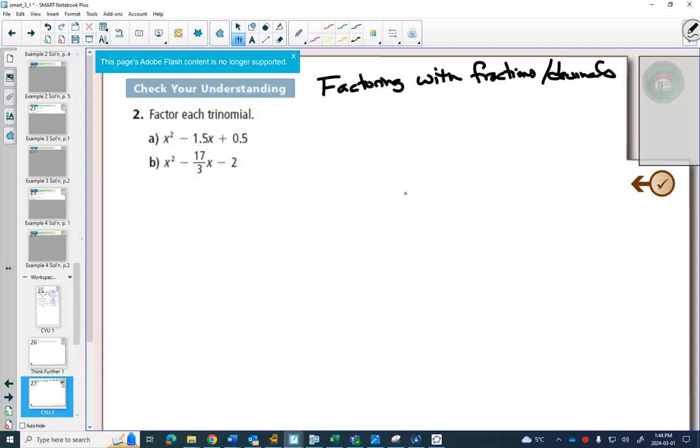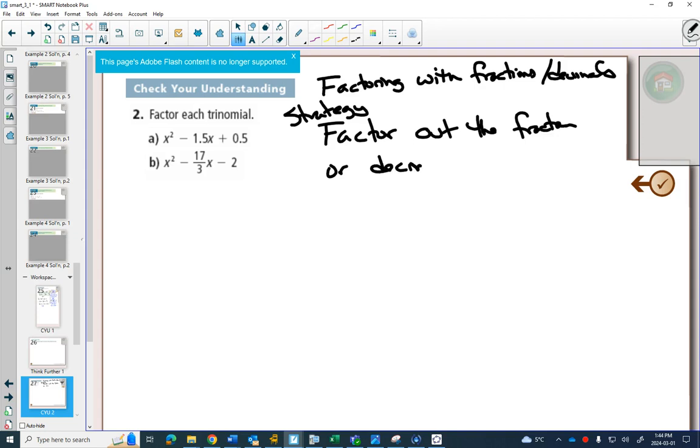We are going to factor. What do we do if we have fractions or decimals? Strategy right here: we're going to factor out the fraction or the decimal. I find life is easier working with fractions rather than decimals, but we can do it either way.